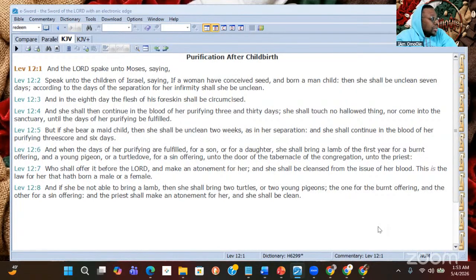Kohane, who shall offer it before Jehovah and make an atonement for her, and she shall be cleansed from the issue of her blood. This is the law for her that hath borne a male or a female. And if she be not able to bring a lamb, then she shall bring two turtles or two young pigeons, the one for the olah and the other for kata'ah. And the priest shall make an atonement for her, and she shall be clean.